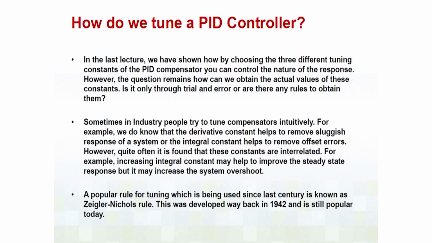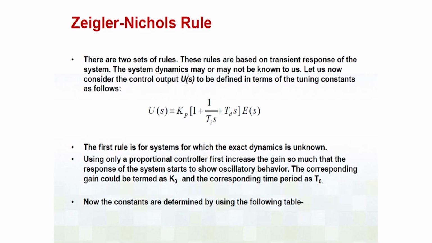There is an important issue of tuning of a PID controller. How do we actually set this? Well, I will talk about how to do it using the Ziegler-Nichols rule, so that you do not do it just with the help of manual tuning. There are two sets of rules. The first rule is for a system where the exact dynamics is unknown.